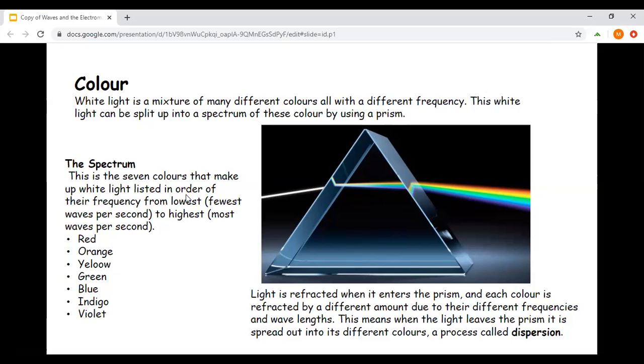Okay, as I say, the frequency is the lowest, which is the fewest waves per second, to the highest, which is the most waves per second. So if you remember, red is the lowest and the blue and the violet is the highest. Now, as I said, light is refracted or bent as it goes into the prism, and because of the different frequencies of each colour, they are refracted at slightly different angles, which is why the colour is split or separated, okay? And this is a process called dispersion.